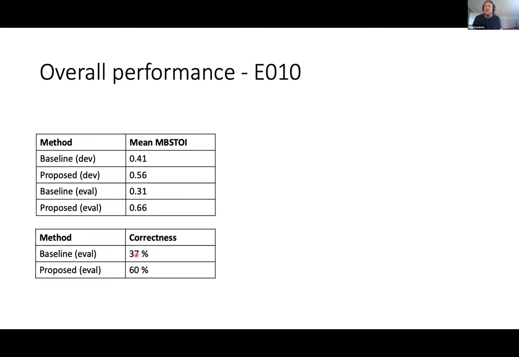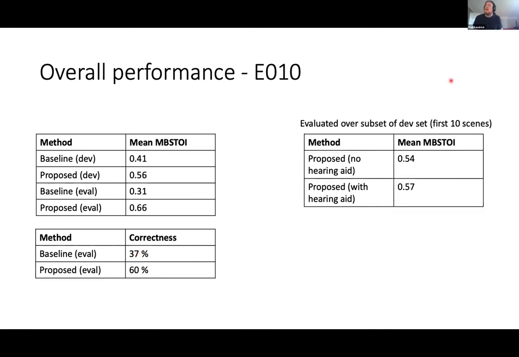What I also did, evaluated over a subset of the data purely due to time constraints, was have a look at my proposed model with and without the hearing aid, just to see if it was actually making much of a difference. And what I found was there was an improvement, so it is helping. There's an improvement of 0.03, which is fairly marginal, but it is doing something, so that was good.